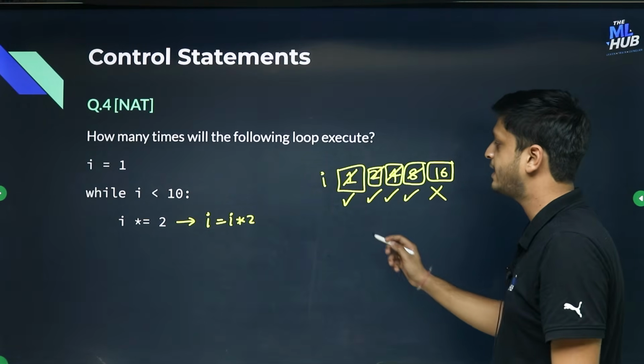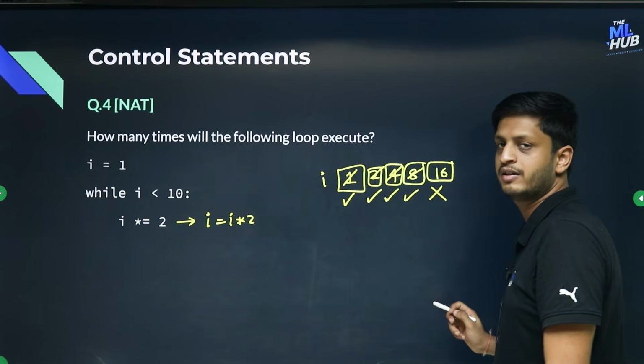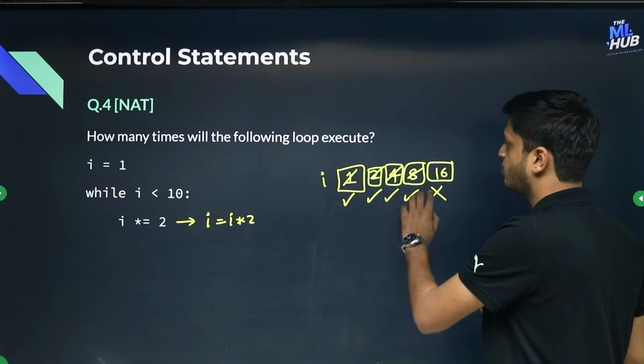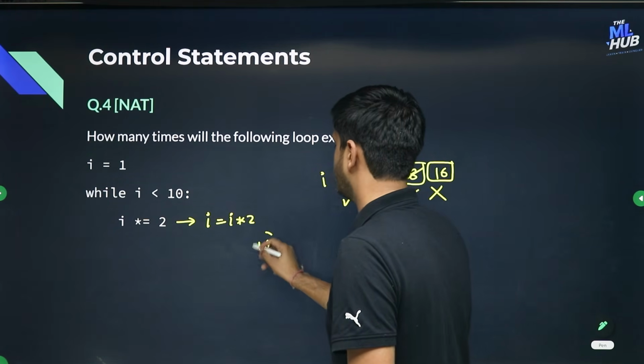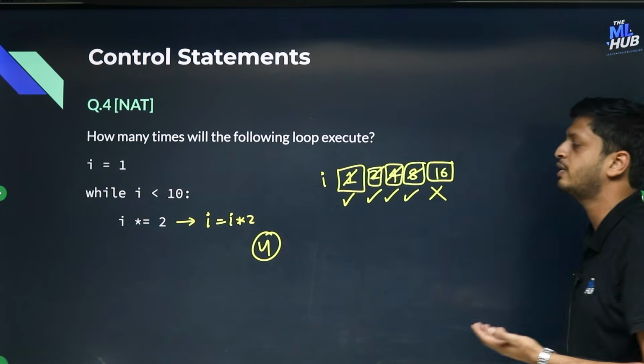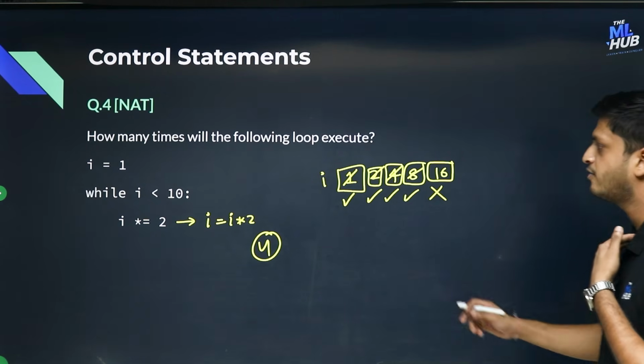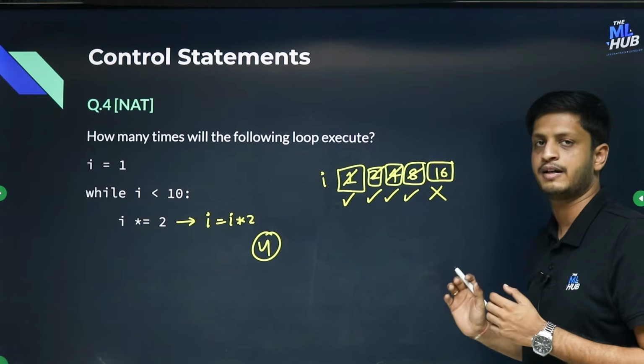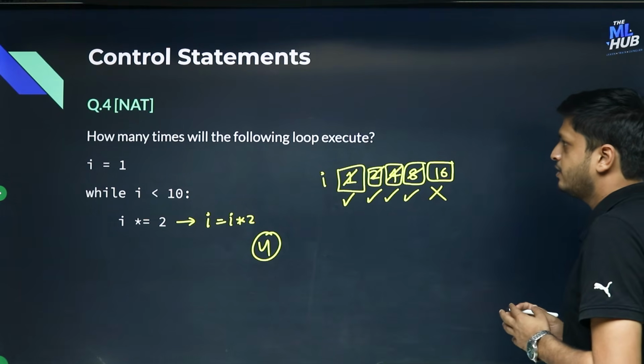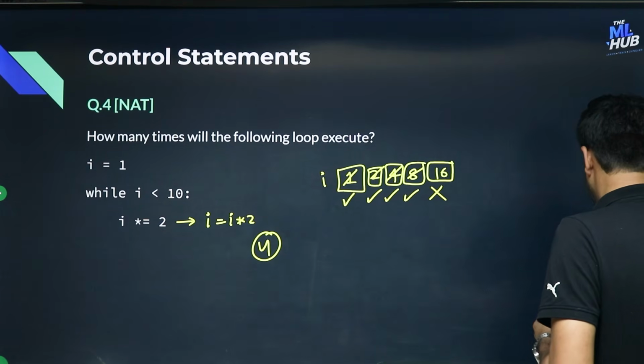And the loop ran how many times? For 1, 2, 4 and 8. So this particular loop actually runs 4 times, and hence the answer will be 4. The question is asking how many times will the loop execute? It will execute 4 times, for I equal to 1, 2, 4 and 8. Okay. So 4 is the answer here.